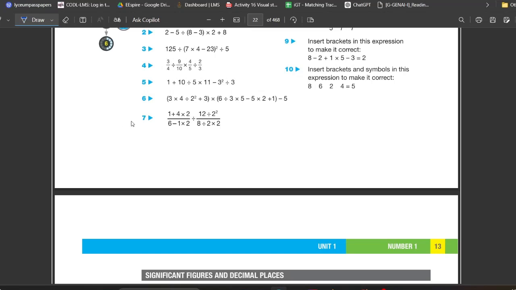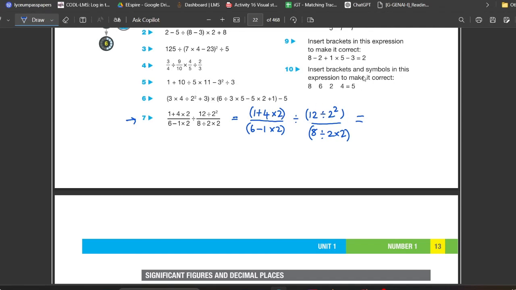I'll do the 7th one also. So this means you have to put brackets. Okay. If you see something like this, always put brackets. 6 minus 1 times 2 divided by 12 divided by 10, 2 to the power 2, 8 divided by 2 times 2. Okay, so brackets are there. We have to do the brackets first.